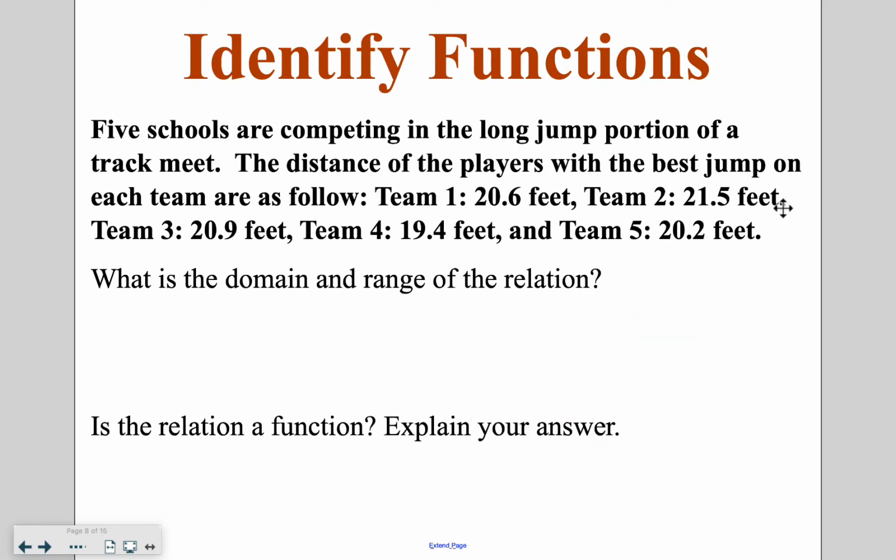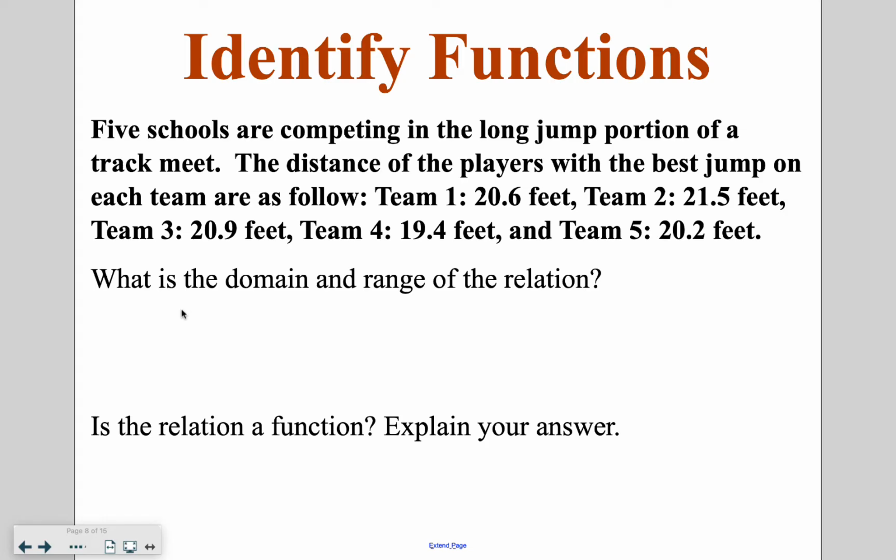We can also identify functions from word problems, or more in the context of problems. So in this particular case, 5 schools are competing in a long jump portion of a track meet. The distances of the players with the best jumps on the teams are as follows. Team 1, 20.6 feet. Team 2, 21.5 feet. Team 3, 20.9 feet. Team 4, 19.4 feet. And Team 5, 20.2 feet.